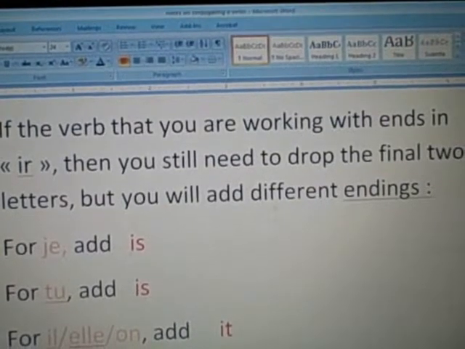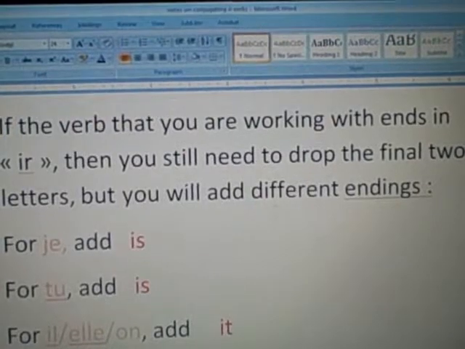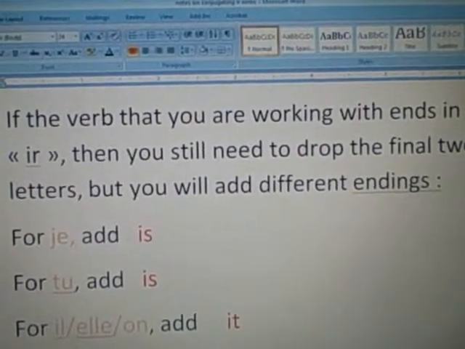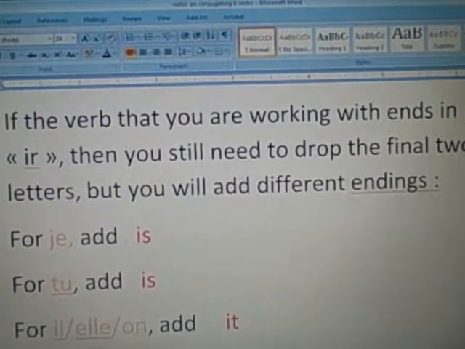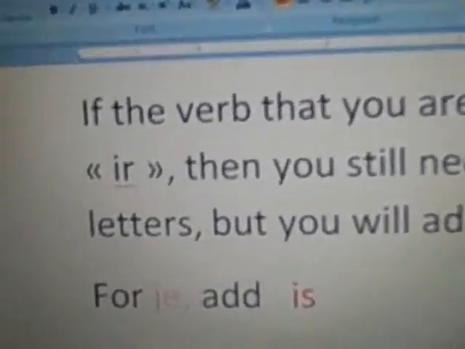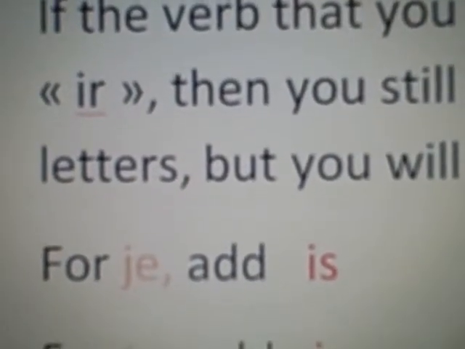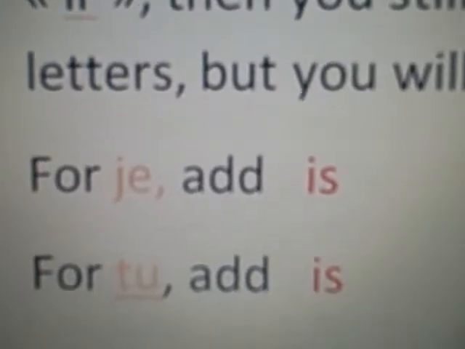drop, just like you do for the ER verbs, the final two letters of the word. Okay, so the final two letters, the IR, come off. Then you're going to add your endings. Similar concept to an ER verb, just different endings. So, if your subject is je and your verb is a regular IR verb, you're going to add the letters IS. If your subject is tu, take off that final IR, replace it with an IS.